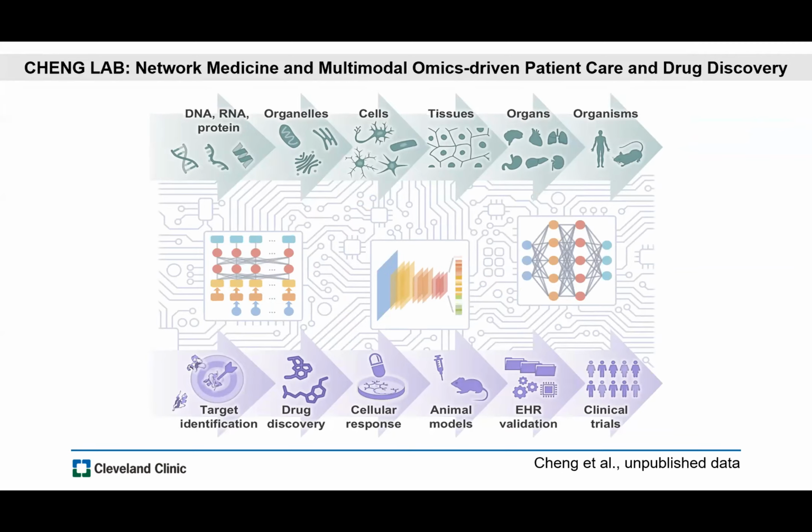And then we apply different network-based approaches or AI, including deep learning approaches, to identify novel targets or predict drug candidates, including drug repositioning for disease treatment. And then we use different cell models, animal models, and also larger-scale electronic health record data to validate our prediction. If we are successful, we rapidly move to clinical trial testing.